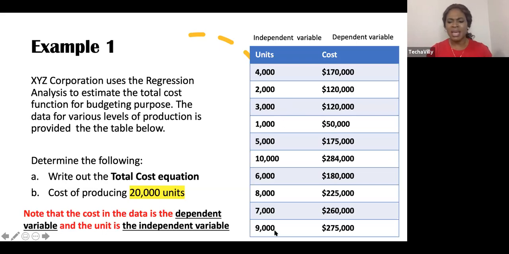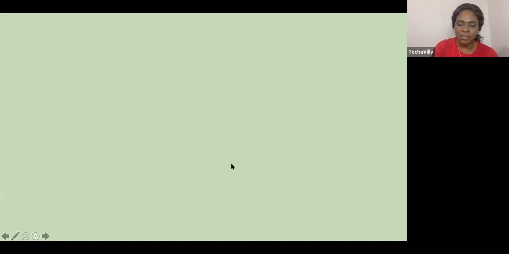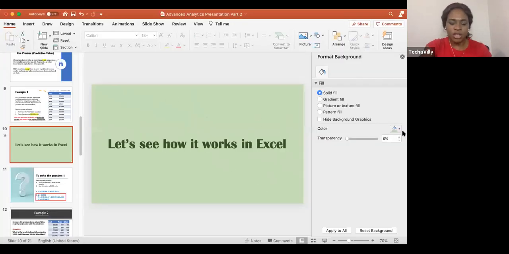So the company has said, okay, if all I need to produce 9,000 units of my product is $295,000, how much do I need to produce 20,000 units? That's the kind of decisions companies like to make. We want to scale up our production to 20,000 units, and we are currently spending 275,000 to produce 9,000. So how much do we need to produce 20,000 units? We're going to use the regression analysis to determine this. Let's see how it works in Excel. I've already shown you how to run that, and I'll come back to the answer.